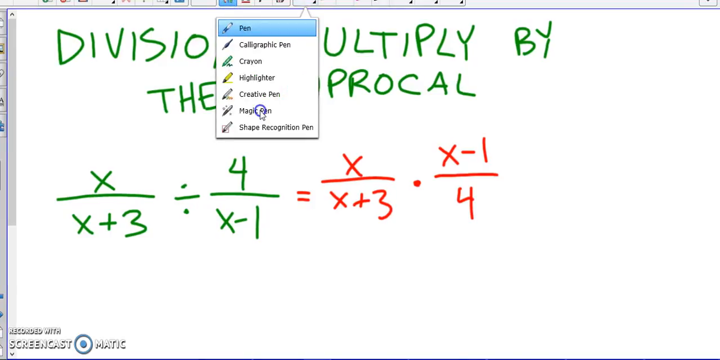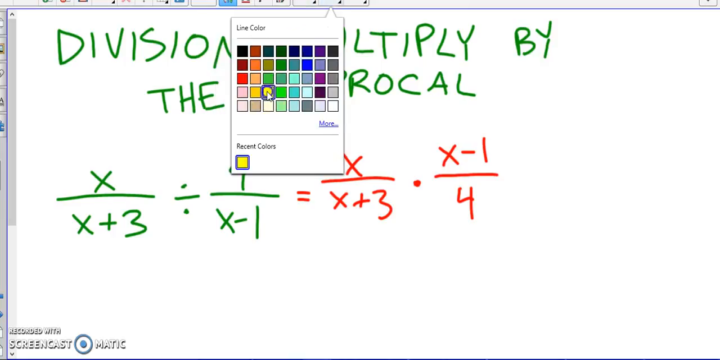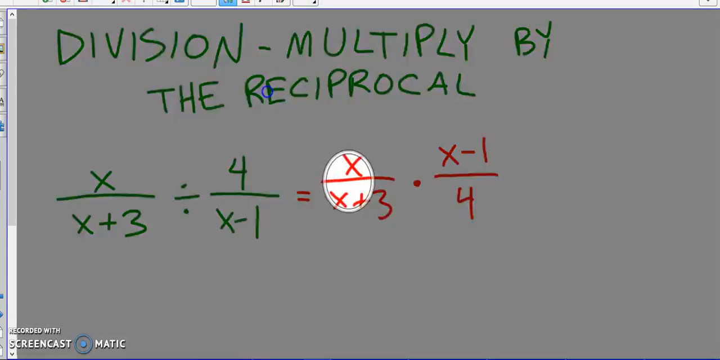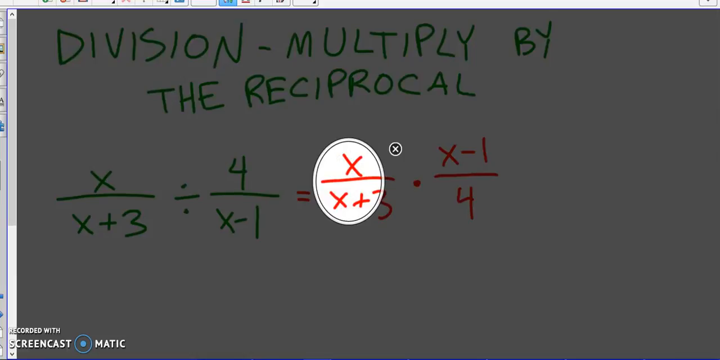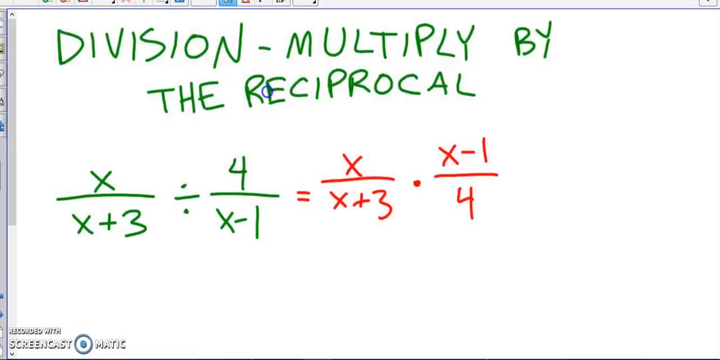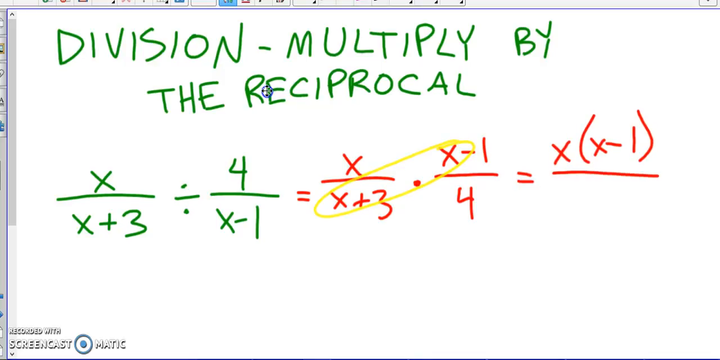Okay, I get my magic pen, make sure it's in the right color. I can't cancel these x's here because of the plus 3. Okay, and I certainly can't cancel those x's there. So my answer here is just going to be x times x minus 1 over, and it'll probably read better if I put the 4 in the front. And again, I'm not going to make you distribute that out unless you really, really want to.